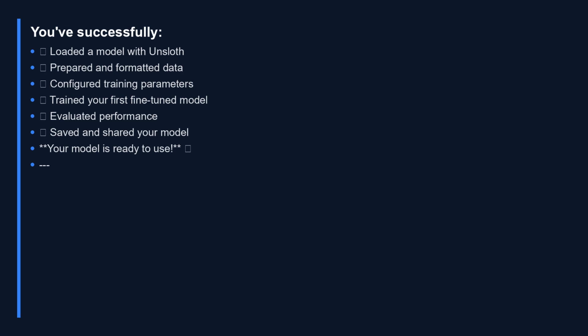You've covered the entire fine-tuning lifecycle from start to finish: loading a model with Unsloth, preparing and formatting your training data, configuring the training parameters, running the training loop, evaluating the results, and now saving and sharing the output. You have a working fine-tuned model on disk. That's a genuinely significant thing to have built.